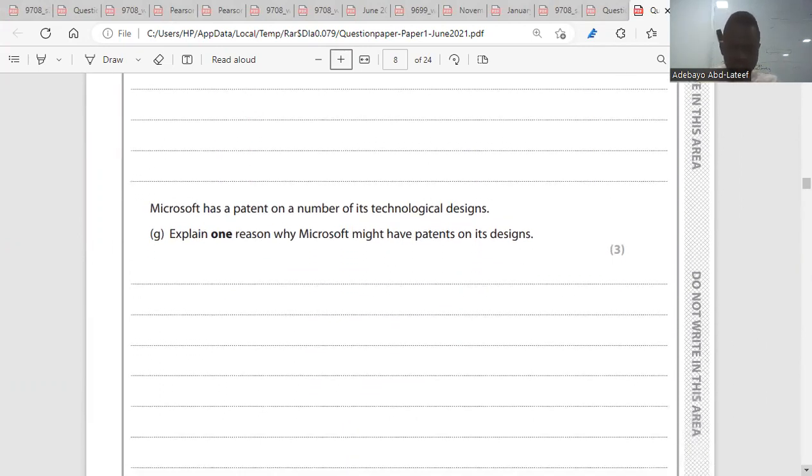So go to G. It says Microsoft has a patent on a number of its technological designs. Explain one reason why Microsoft might have patents on its design. First, patents prevent competitors from copying Microsoft's design, which means if competitors are unable to copy Microsoft's design, Microsoft might be able to sell at a higher price. Then, because it's able to sell at a higher price, it will be able to cover up for its cost of research and development. So that's G.